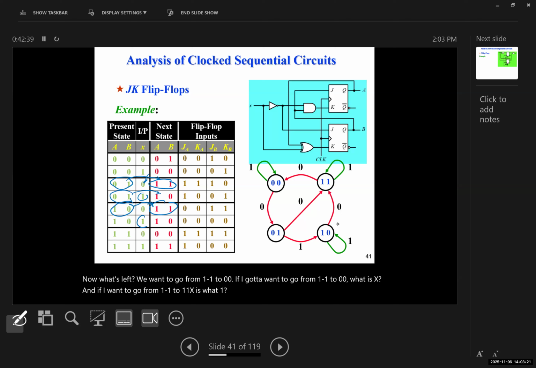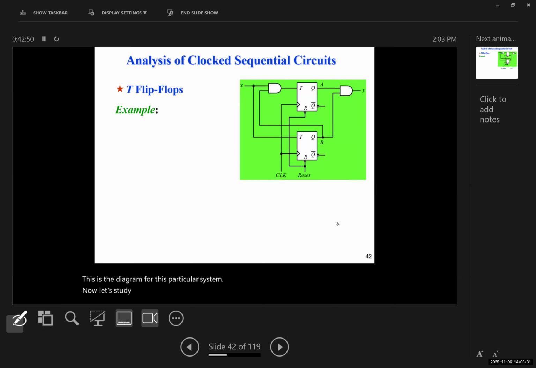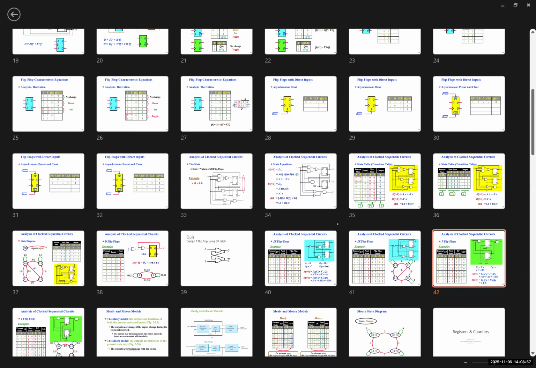Now, this is the diagram for this particular system. Now, let's study another one using a T flip-flop. So for this particular T flip-flop, the input of the first one, the flip-flop A, is connected to an AND gate, and its other input is connected to the output of the second flip-flop. Now for a T flip-flop, I'm just going to bring up the reminder.